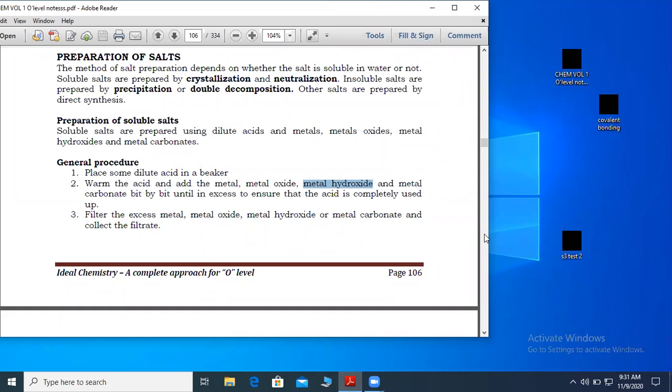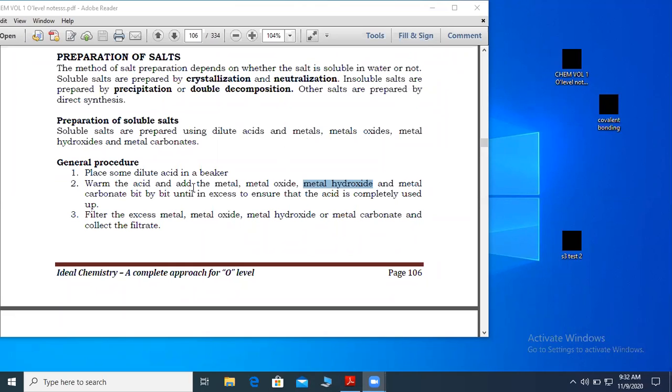Glory is asking, what should we use for nitrate salts? When you are preparing a salt which has a nitrate, you must use nitric acid, whose formula is HNO3. You must use nitric acid.